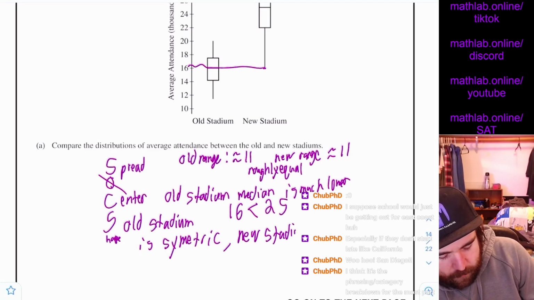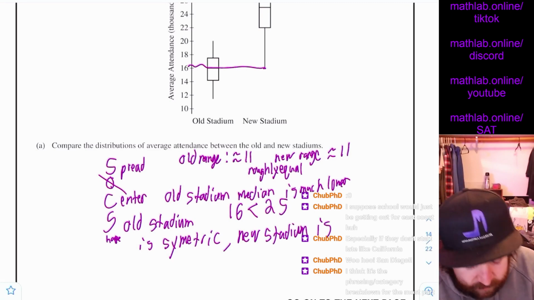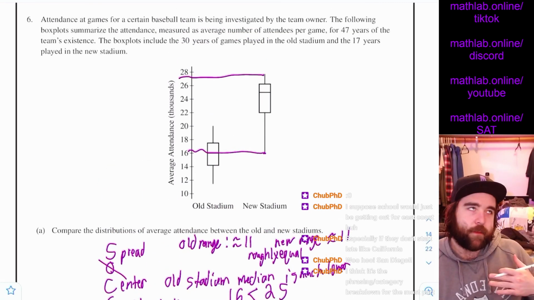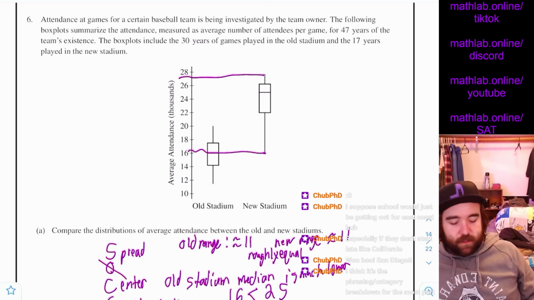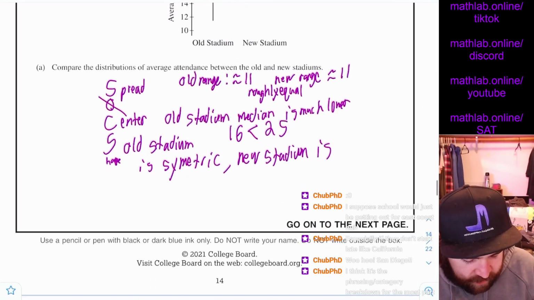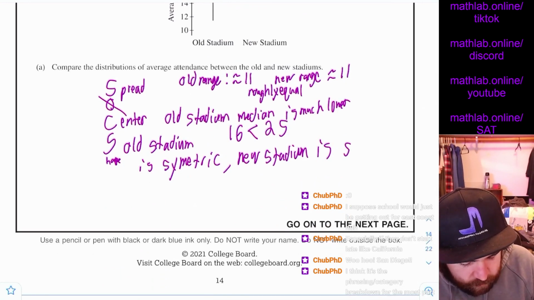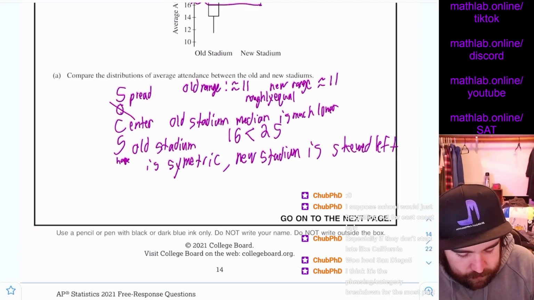New stadium is skewed lower. Well, what is that? The tail, yeah, the tail is lower. So it's skewed to the left because more of the data is higher. New stadium is skewed left.